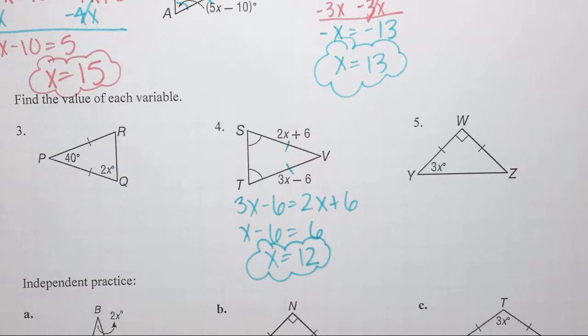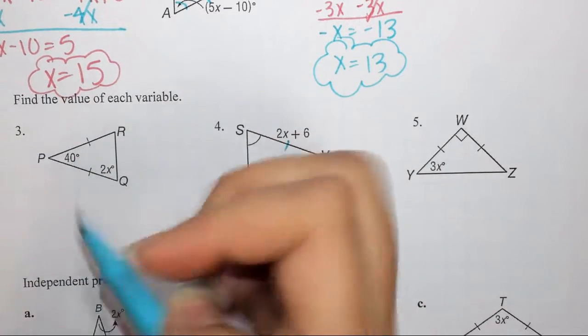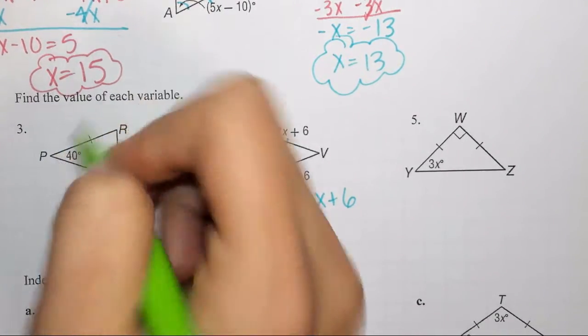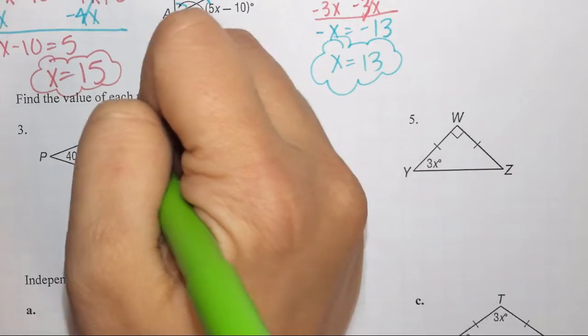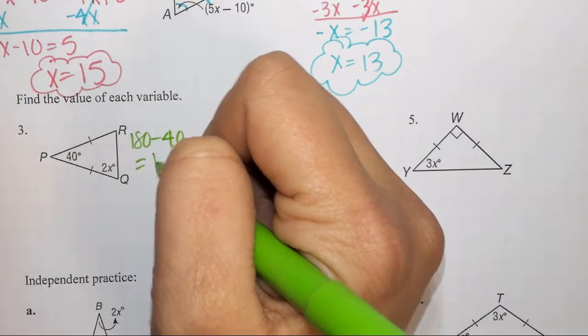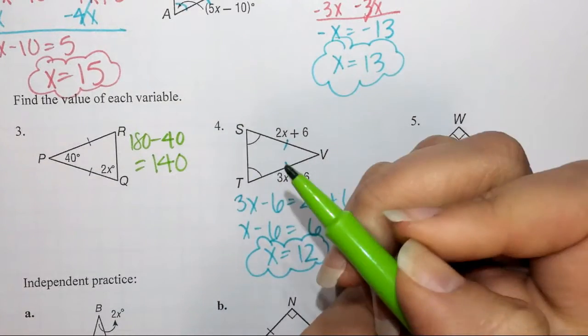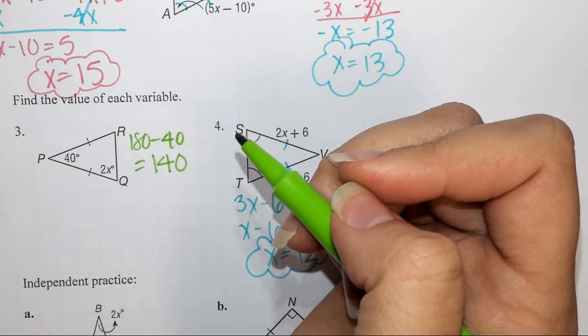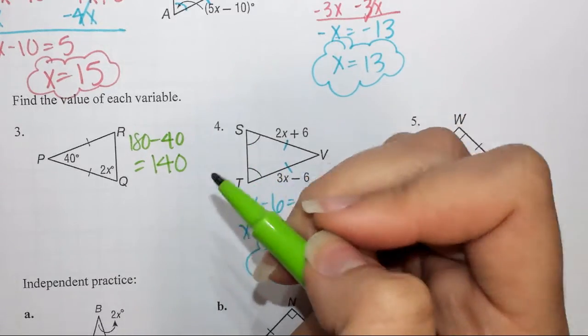Okay, now, number 3 is a super fun problem because we have to apply what we know about triangles. Now, what do we know about the sum of the angles of a triangle? They're 180. So, if we have one angle right here, we can do 180 minus 40, and that gives us what? 140. We should be a little quicker than that, guys. Let's try it again. What is 180 minus 40? 140. And Riley, you get a point for answering first.